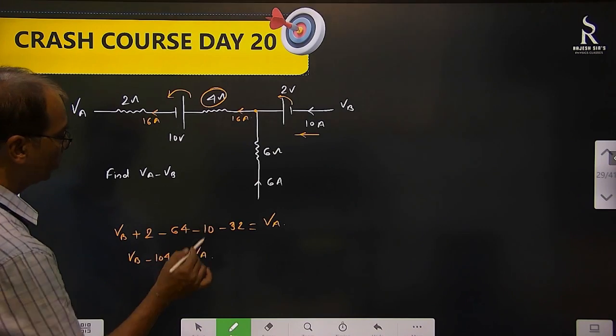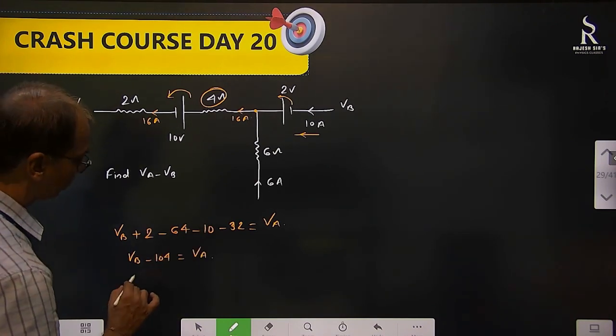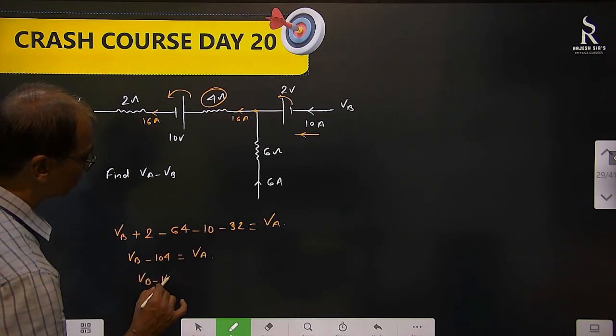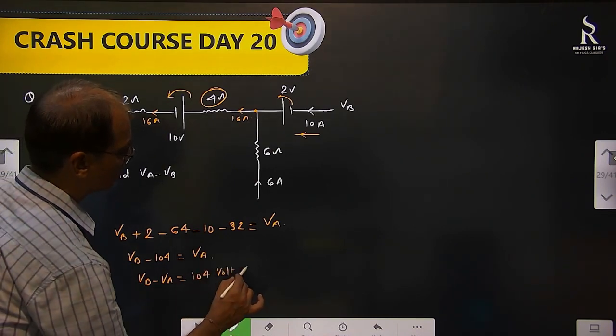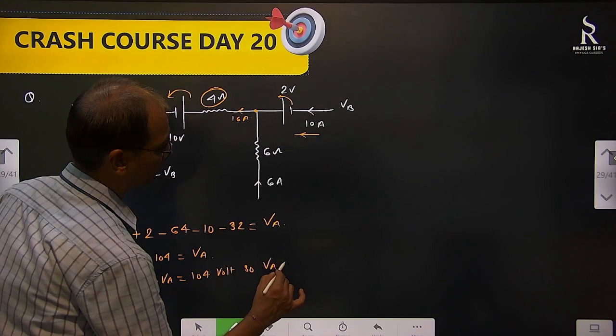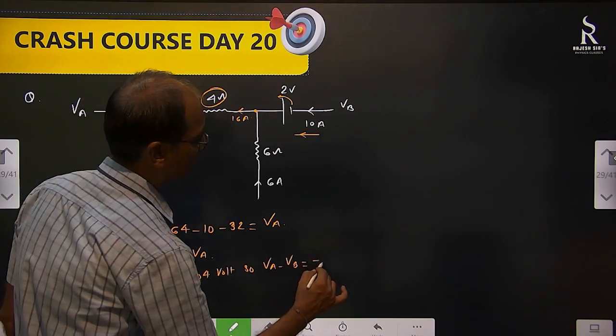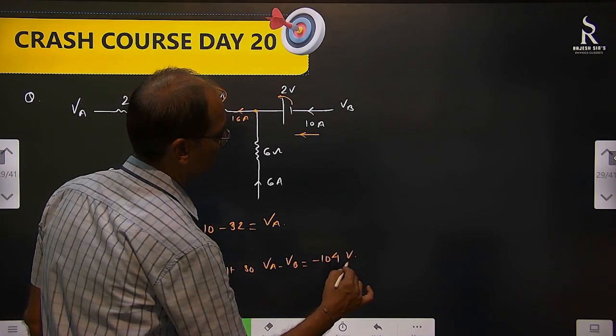What we have to find? VA minus VB. Okay. So VB minus VA first of all is 104 volt. So VA minus VB, then what? Minus 104 volt. That's it.